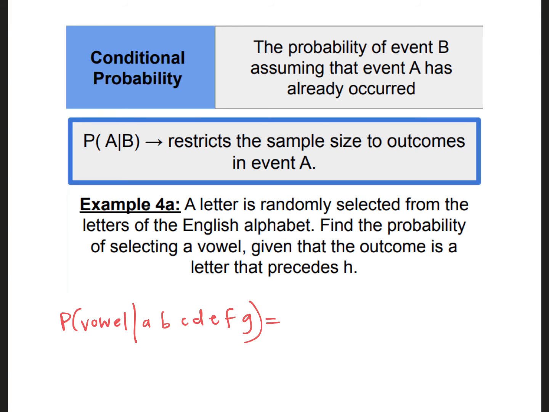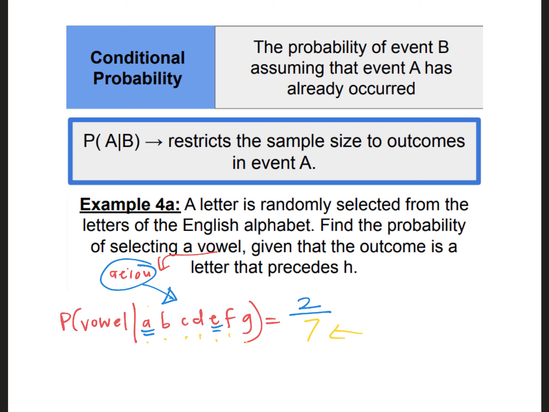So if I'm looking at this, remember your vowels are A, E, I, O, and U. I want to see how many of those are in the second half of my probability. So if I look here, I have A, I have E. Those are my only two vowels. So on top, we're going to put 2 because they're the only ones from this list that showed up in my sample. And then on the bottom, we want to put the total, our sample size. So that second half. I have 1, 2, 3, 4, 5, 6, 7 letters that precede H, and so we put 7 on the bottom.